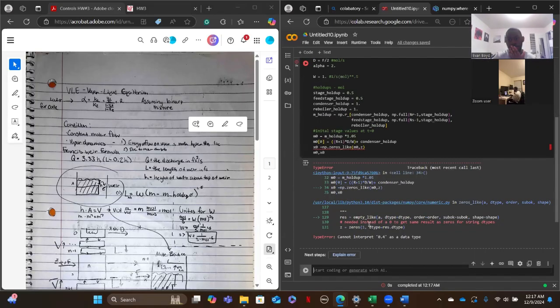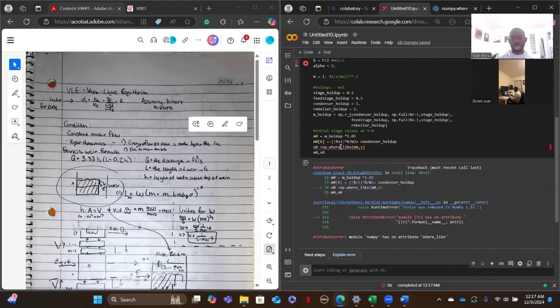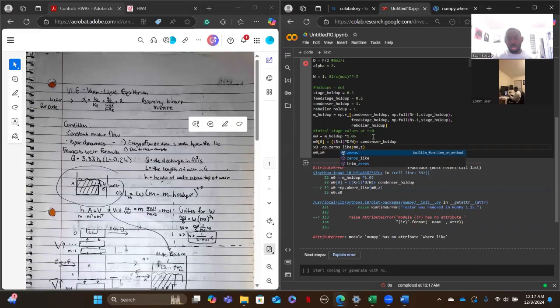Shift enter. Cannot interpret 0.4 as a data type. Okay, it said all string D types. So is it where? Let me try where. I think it's either zeros or where, because when I was doing this earlier, I kept getting the zeros and wheres mixed up. Yeah, it's zeros. It's definitely zeros. Hmm.